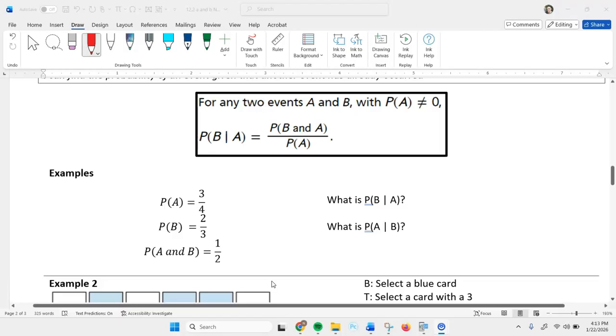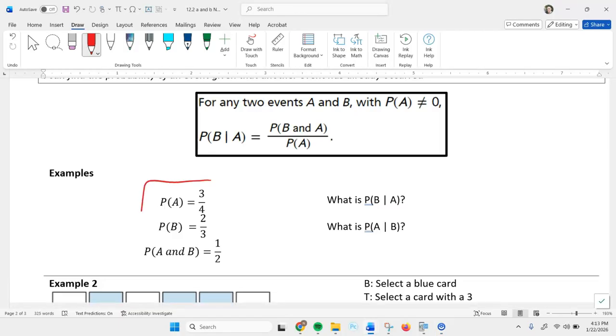So again, we're asked in this first problem, what is the probability of B given A? And over here on the left, instead of having a Venn diagram, they actually just flat out give us the different pieces that we need. And so we're just going to plug it into the formula. So we know probability of event A is 3/4. We know the probability of event B is 2/3. And the probability of A and B happening is 1/2.